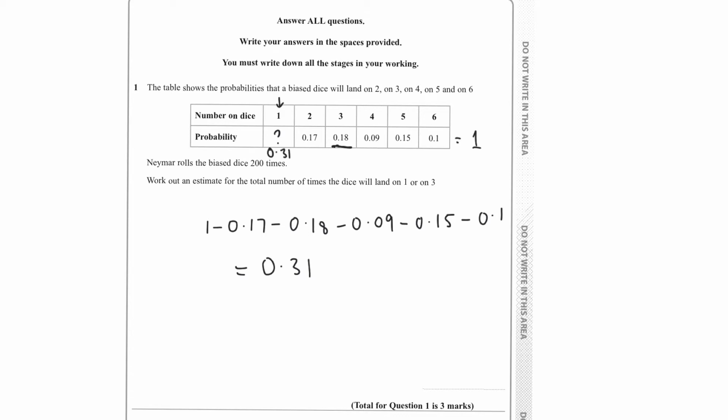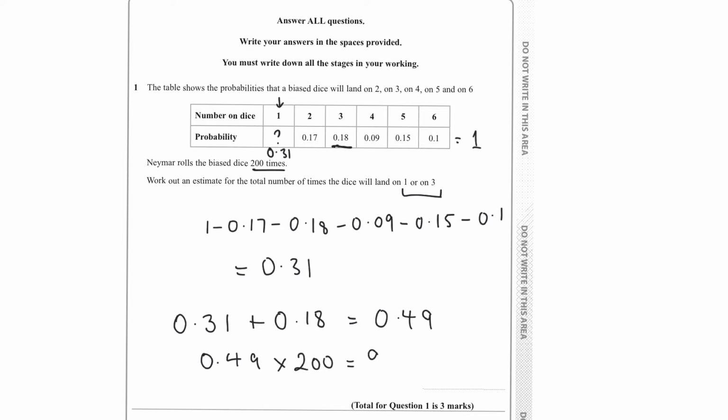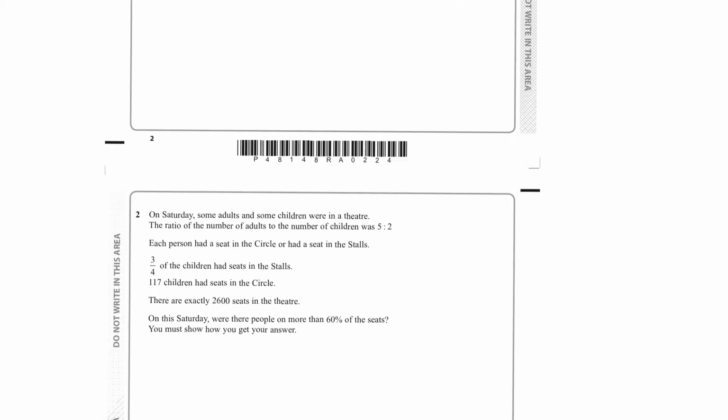Then because it's to do with the total probability of it landing on a 1 or a 3, you have to add the probability of it landing on a 1 with the probability of it landing on a 3, which is 0.18, which is 0.49. So now we've worked out the probability of it landing on a 1 or 3. But to work out the number of times, remember you always have to do your probability multiplied by the total number of times, which is 200, which would be 98. And again, I have a video of this in the link above in case you need to refresh your memory on these. So moving on to question 2.